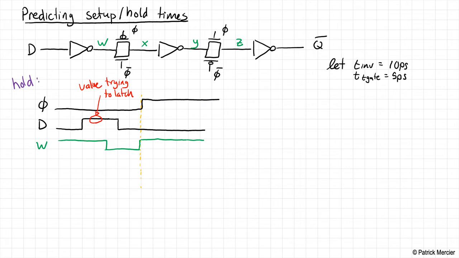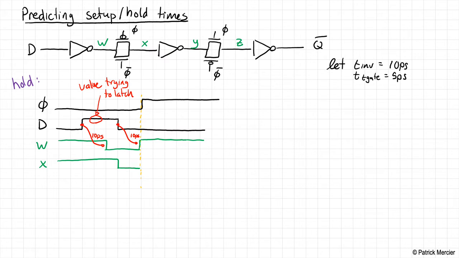Okay, so this is 10 picoseconds and 10 picoseconds. Now what about X? Node X is just following whatever W is doing in the transparent mode of latch one with a 5 picosecond delay. So this has a 5 picosecond delay here. And this is where it becomes interesting.